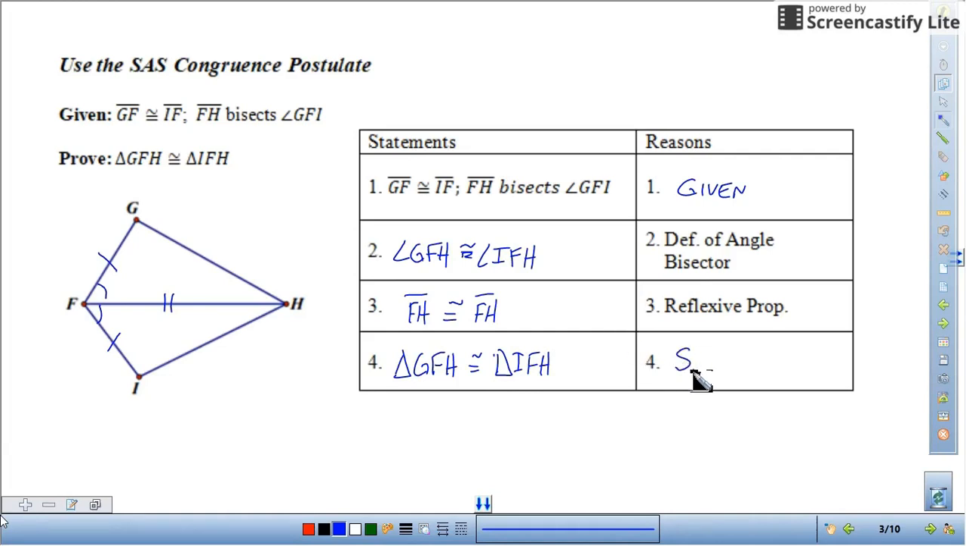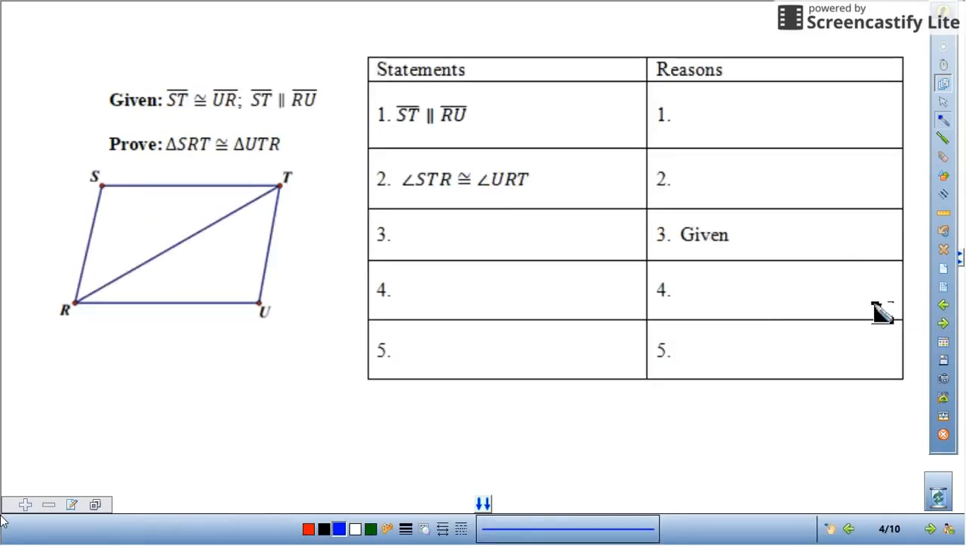And that is because of the side, angle, side congruence postulate. Next proof, given that ST is congruent to UR and that ST is parallel to RU, then we're going to try and prove that triangle SRT is congruent to triangle UTR.